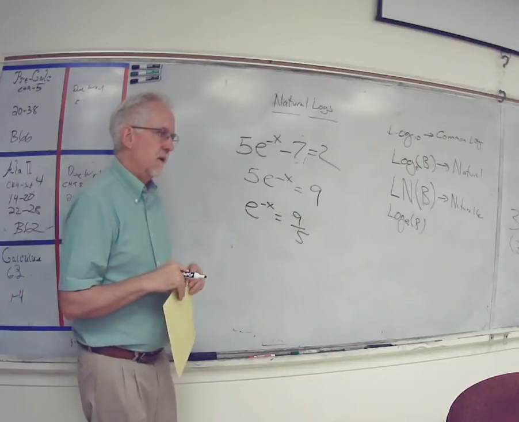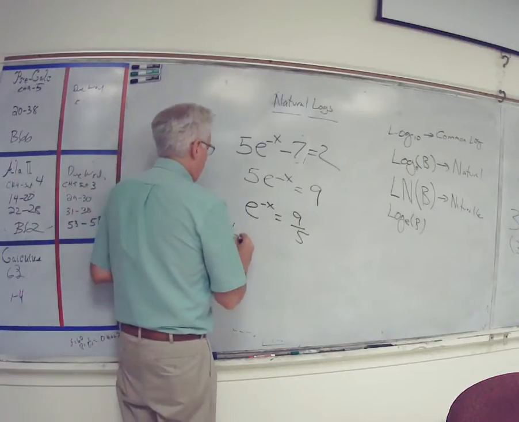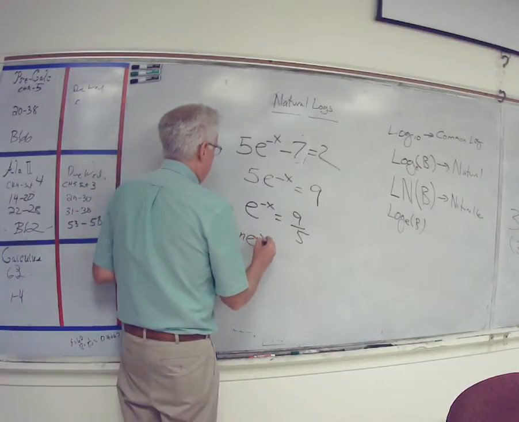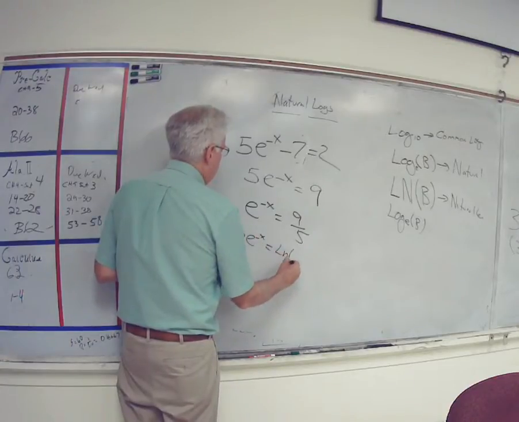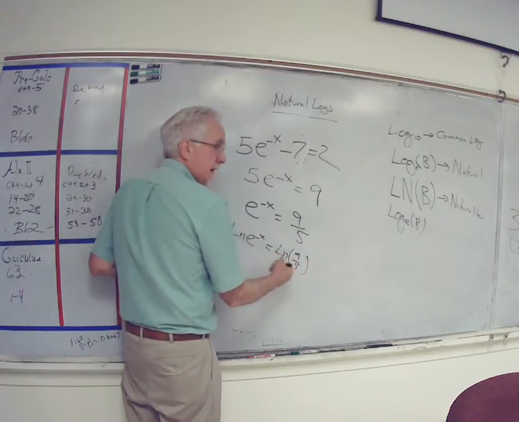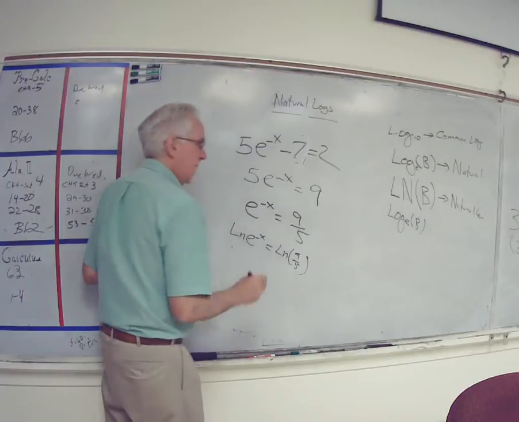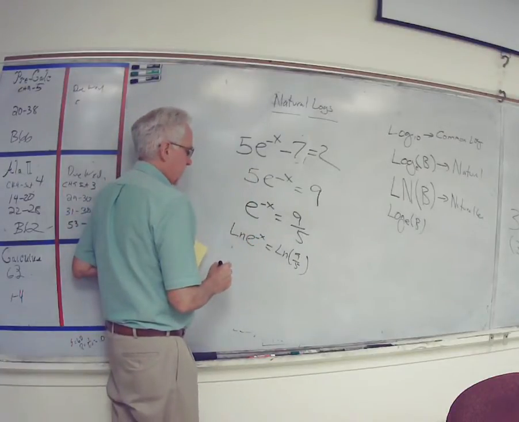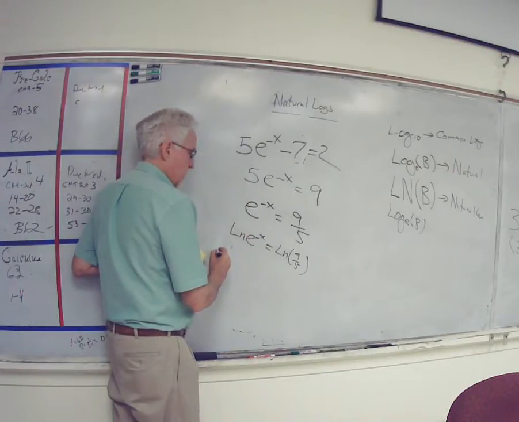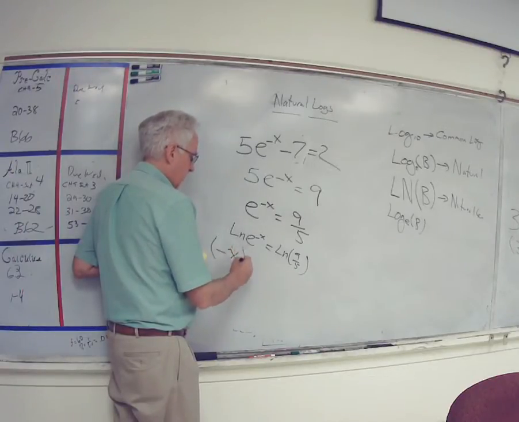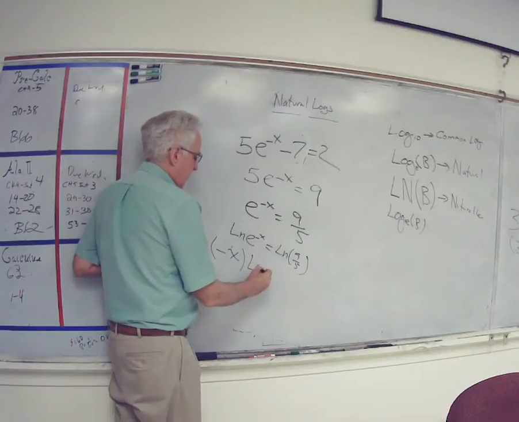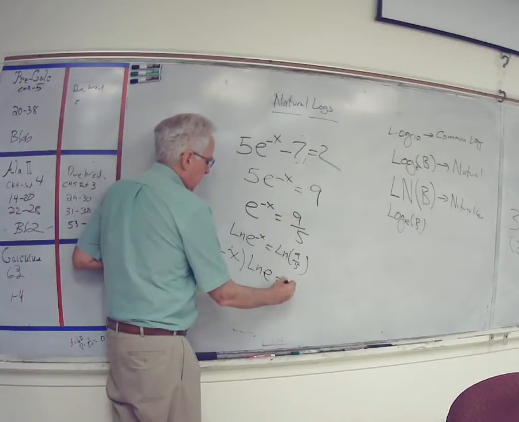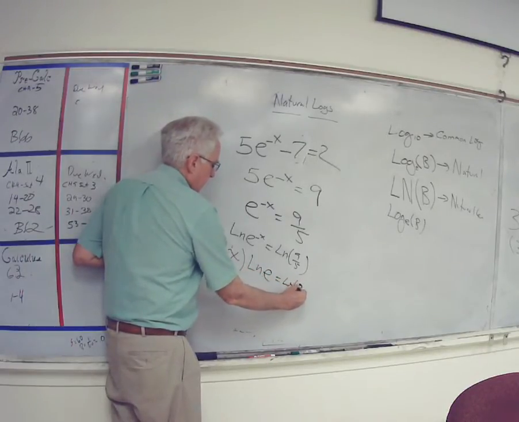Take the natural log of both sides. Yeah. ln of e to the minus x is equal to ln of 9/5. And look, I didn't forget the ln on both sides this time. Now, Mario, what can I do? Now you can bring the x out. Bring it down, minus x, the whole thing, right? Minus x, ln of e is equal to ln of 9/5.